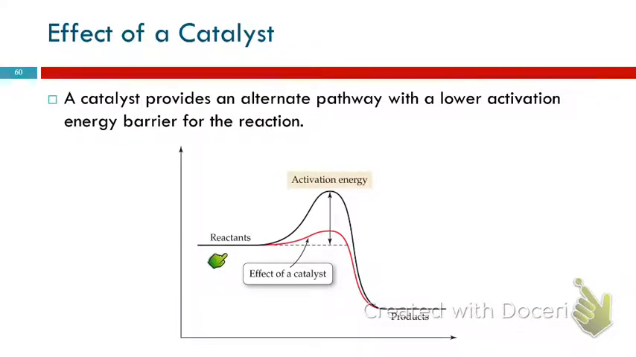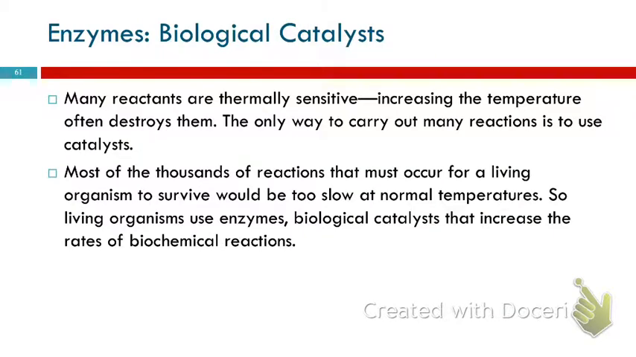So in the energy diagram, the catalyst has the effect of lowering the hump. The higher the hump, the slower the reaction. The lower the hump, the faster the reaction. Raising the temperature can increase the rate of a reaction, but if the reactants are thermally sensitive, if they undergo other reactions or decompose when the temperature is high, then that's not a good way to speed up the reaction. The only thing you can do then is use a catalyst.